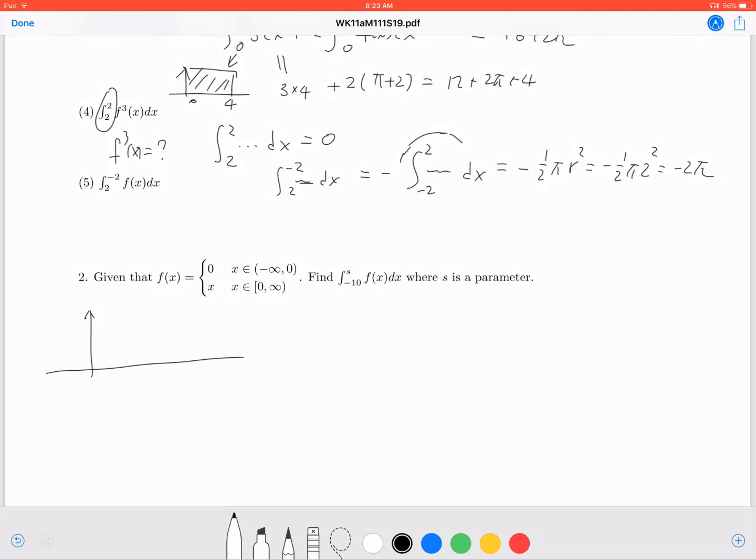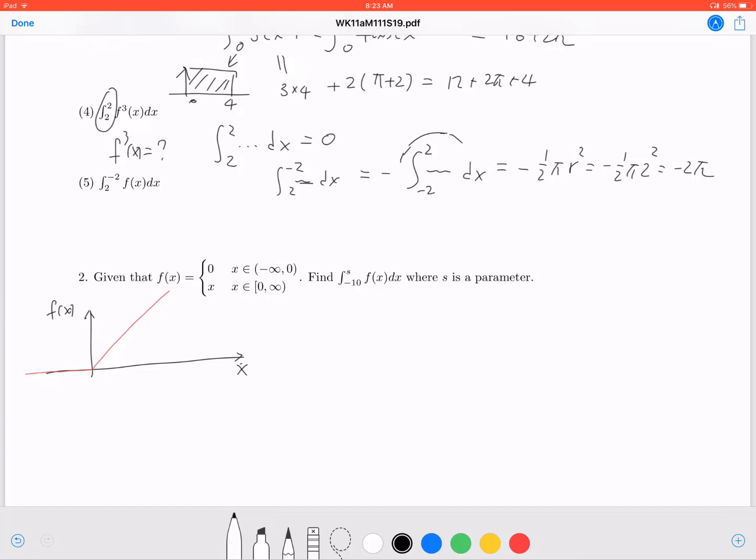Okay, so between negative infinity and 0, we have the function's value 0 over here. And then between 0 and infinity, we have 45 degrees. So this is the function. And over here, this is x, and this is f of x. Okay. So this is the function's graph.